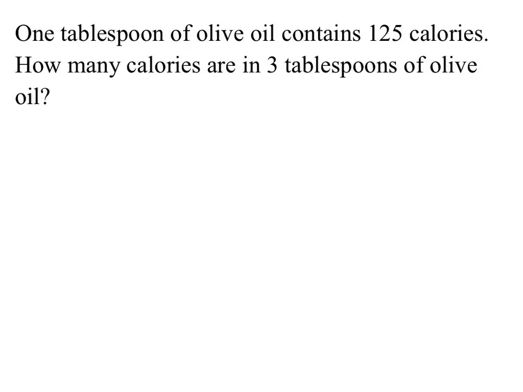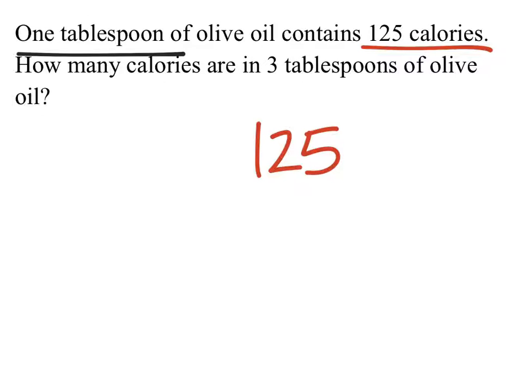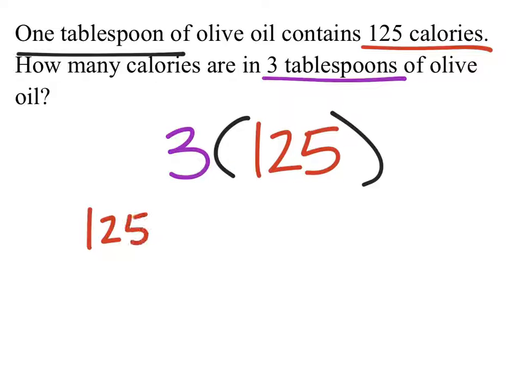All right, this next problem, one tablespoon of olive oil contains 125 calories. How many calories are in 3 tablespoons of olive oil? So 1 tablespoon contains 125 calories, right? But we've got 3 of these, so it's like saying we got 3 sets of 125, which means this is a multiplication problem. So we're going to take the 125 and multiply it by 3.